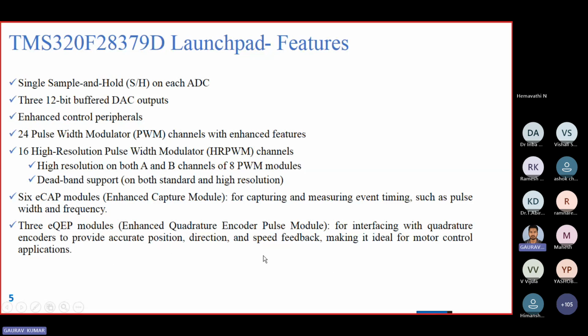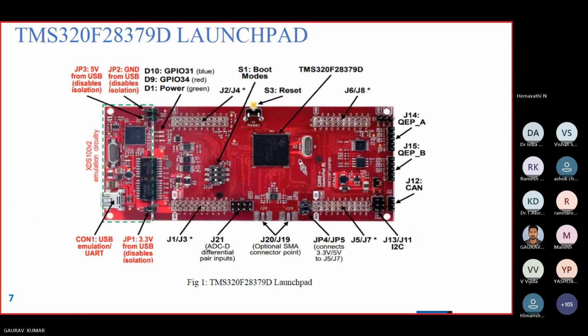This is the TMS320F28379D LaunchPad. Here we can see this is the USB port from which we can dump the code, and these are the pins. There are a total of 80 pins. Here we can see the eCAN module GPIO pins, and ADC differential pair inputs also. Moving to the next slide.